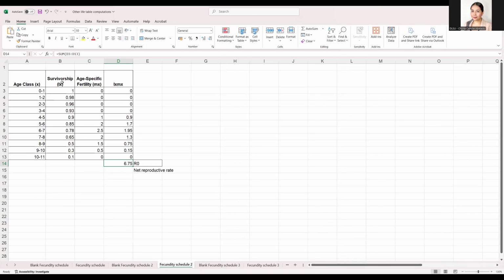For example, right now, survivorship is given. What if instead of survivorship, I give the death rate? Or instead of death rate, I give the number of individuals, or N sub X per age class. So you have to derive survivorship before you can compute for net reproductive rate. So it's possible for that to happen. So as much as possible, try to practice your computation so you can be a little bit faster, and a little bit more confident with it.